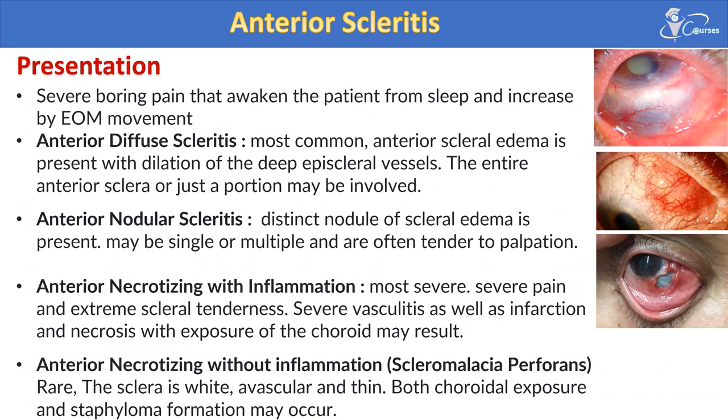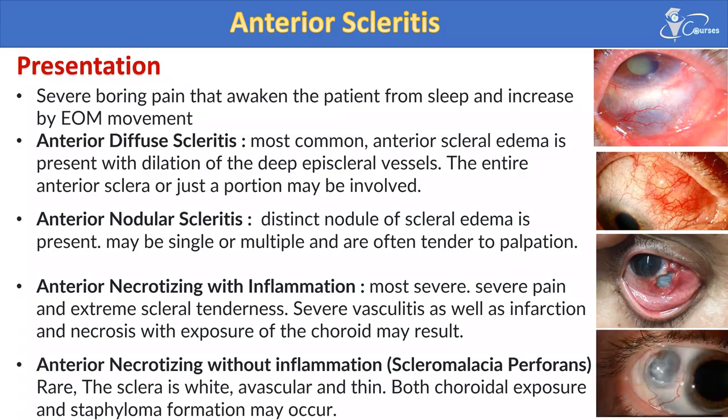The surprising thing is there is another entity of anterior necrotizing scleritis, but without inflammation. It looks the same, but with a white eye. So there is scleral thinning and there is scleral necrosis. That's why it's called anterior necrotizing scleritis without inflammation. So the sclera is white.